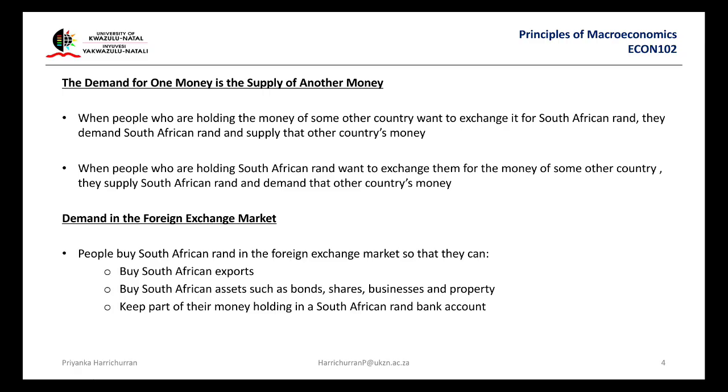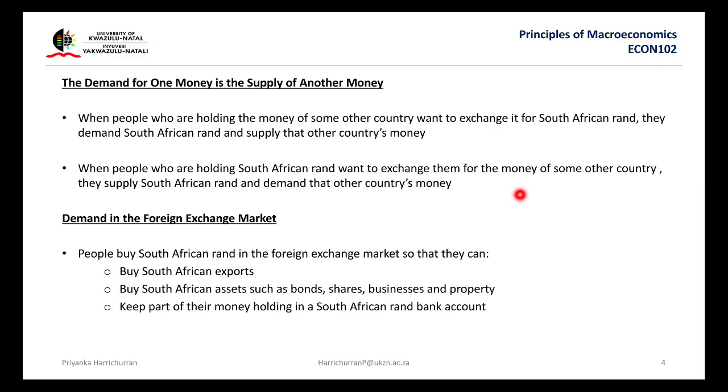Right? So when a person is holding money of some other country and wants to exchange it for South African rand, they demand the South African rand. So someone from the other country wants to buy a rand. They demand it, and they supply their country's money. When people who are holding South African rand want to exchange them for the money of some other country, they supply the South African rand and demand the other country's money. So basically, when you supply your rand, that rand is exchanged for a dollar. So it's like a two-way process happening.